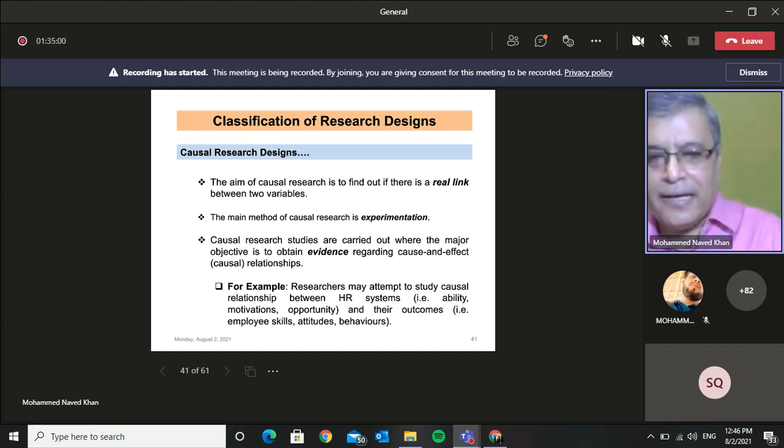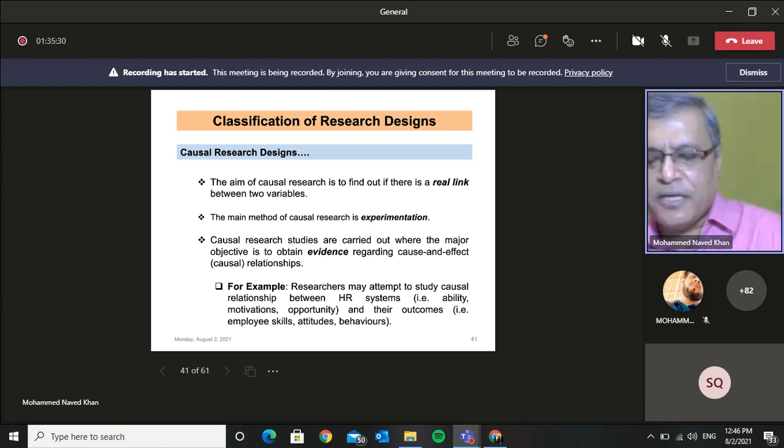That is, is there a real link? And the method that we adopt, as I've already shared, is basically experimentation here. So these are generally carried out where we want to identify, or we are looking for evidence regarding the cause and effect relationship, that is the causal relationship, and that is why we give this name to it, causal research design. So we are after evidence regarding the cause and effect relationship, and this gives us this name, that is causal research or causal research designs.